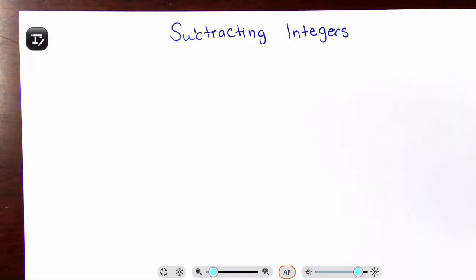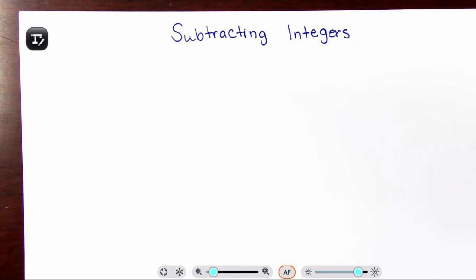Beautiful people, and welcome. In this video, we're going to be talking about how to subtract integers. Now, integers are all of the numbers that are whole numbers that also could be positive, could be negative, and also could be zero. So we're talking about positive numbers, subtracting negative numbers, and the combination of both.